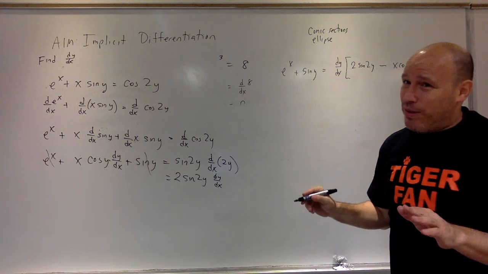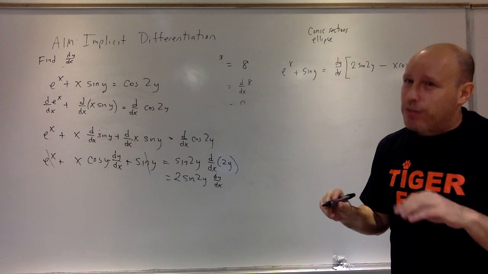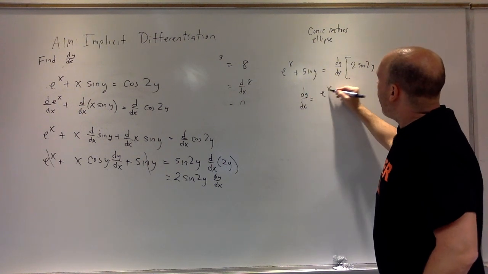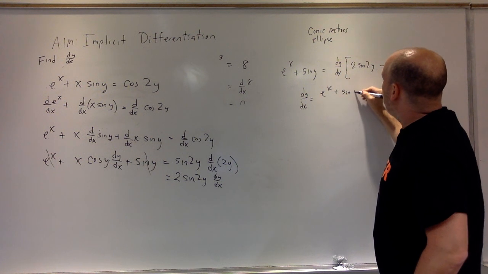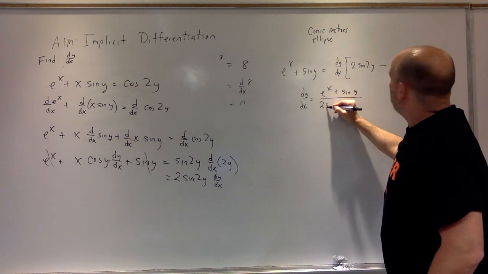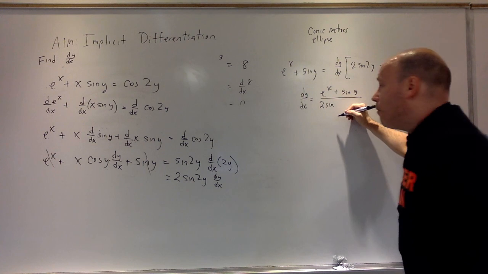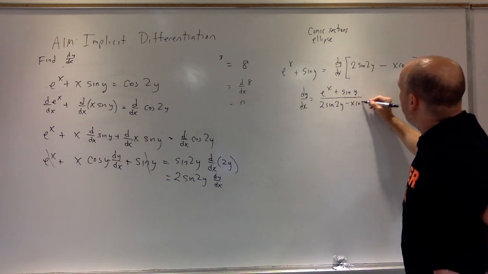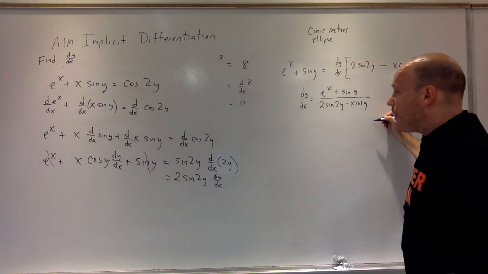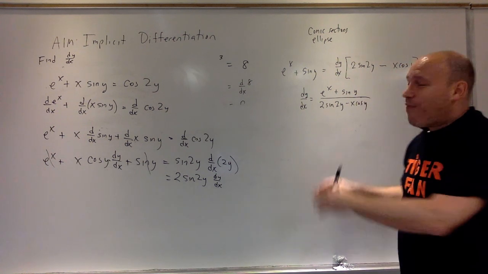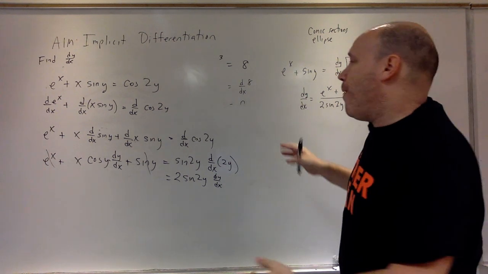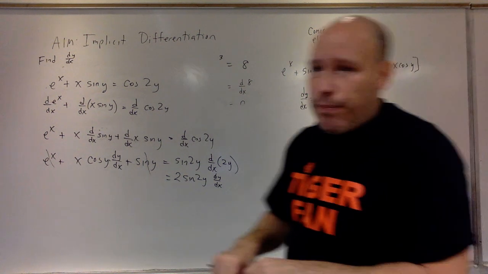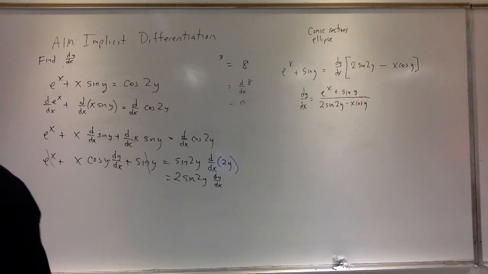Final answer, once again, it's just tedious, it's not difficult. dy/dx is equal to (e to the x plus sine of y) over (2 sine of 2y minus x cosine of y). All right? So you found the derivative. I can ask you to find the derivative at a specific point or any algebra stuff, and that's the idea of implicit differentiation. And now you can move on.